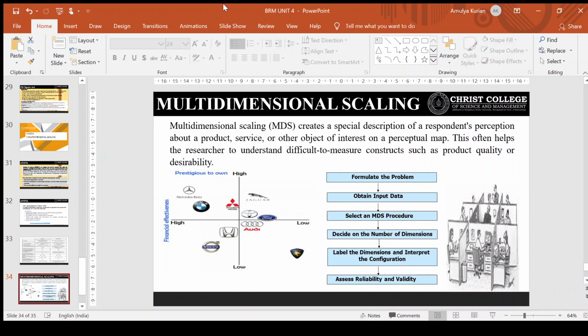In this one, we will first formulate the problem, then take different inputs based on different factors, then decide what procedure we are going to take, then see how many dimensions, like in this case high and low, and two variables we have taken, prestigious to own and financial effectiveness. Based on these two factors we are comparing, so we decide the number of dimensions and label the dimensions, like prestigious to own and financial effectiveness, and the last step is checking the reliability and validity. So in this case, how we are thinking is how each one of them perceives the price of the car, as well as the prestige which is associated with that particular brand.